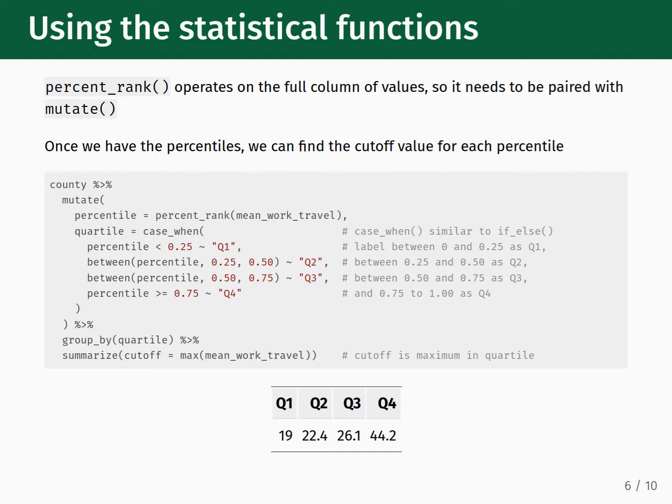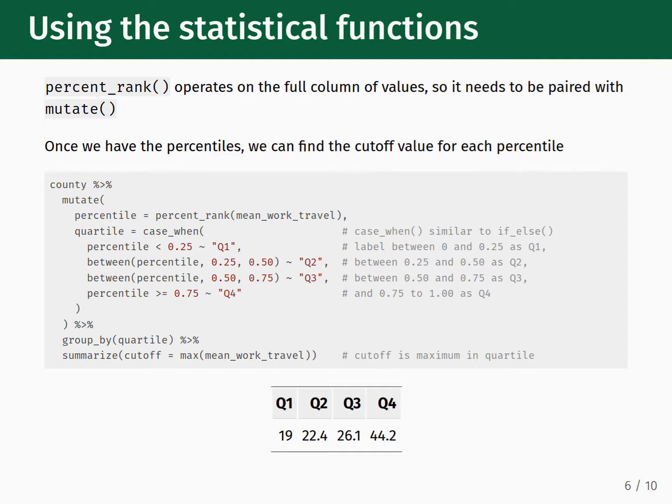Let's break down what's happening. We are piping the county dataset into mutate. The mutate function is being used to create a new column called percentile. Using percent_rank, we find the percentile for every data point in the mean_work_travel column. That is a single computation. Next, we create a second new column named quartile. The quartile column will label the data in the mean_work_travel column as belonging to Q1, Q2, Q3, or Q4, representing the first, second, third, and fourth quartiles.